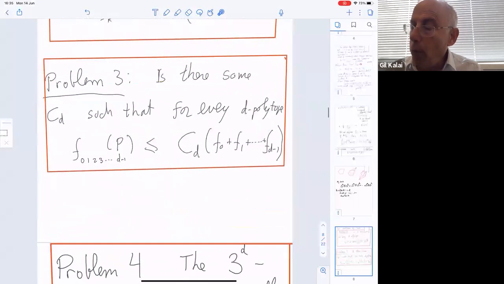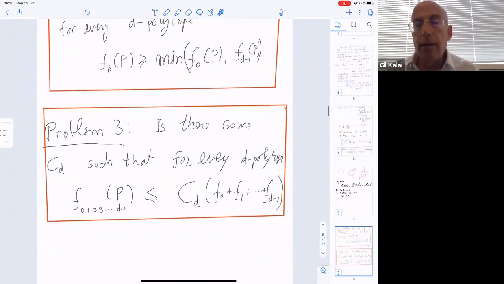And here is another problem. This is problem number 3. Is there some constant c_d so that for every d-dimensional polytope, the number of full flags, so vertices inside edges, inside 2-dimensional faces, inside 3-dimensional faces, all the way to (d-1)-dimensional faces, is less or equal to this constant times the total number of faces, f_0 plus f_1, and so on, plus f_{d-1}? Again, I don't know the answer.